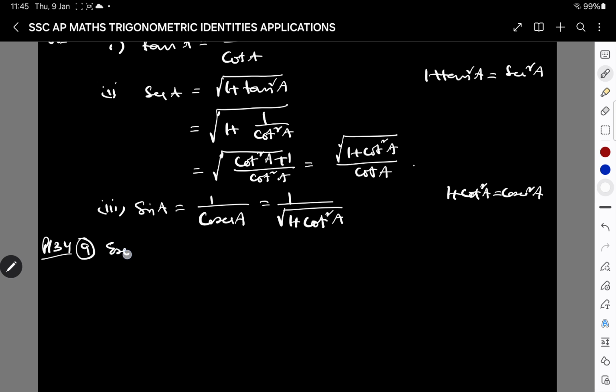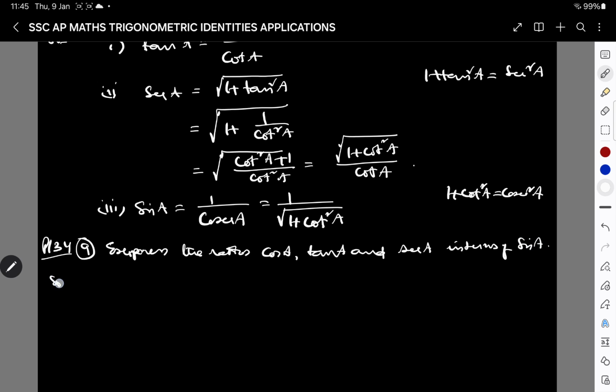Let us express the ratios cos A, tan A and secant A in terms of sin A. Now you have to find cos, tan and secant in terms of sin A. So first write cos A.